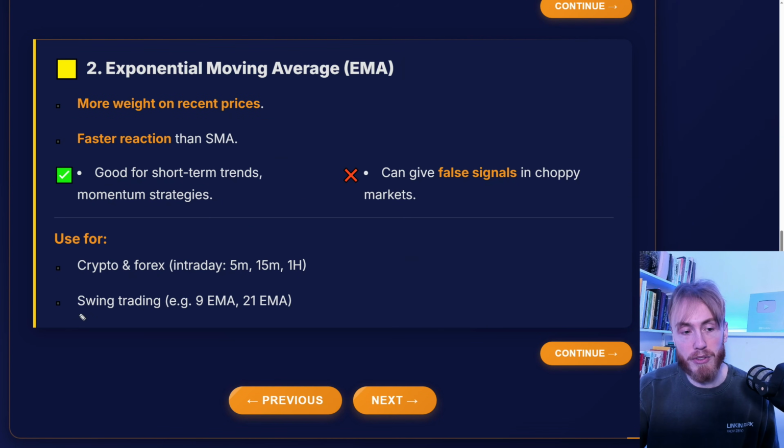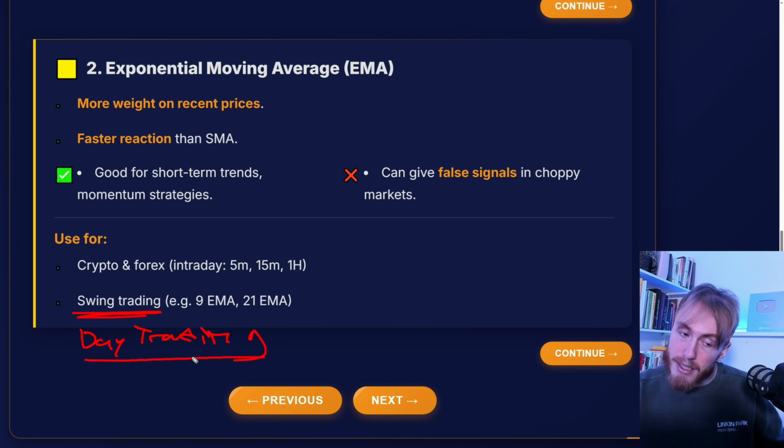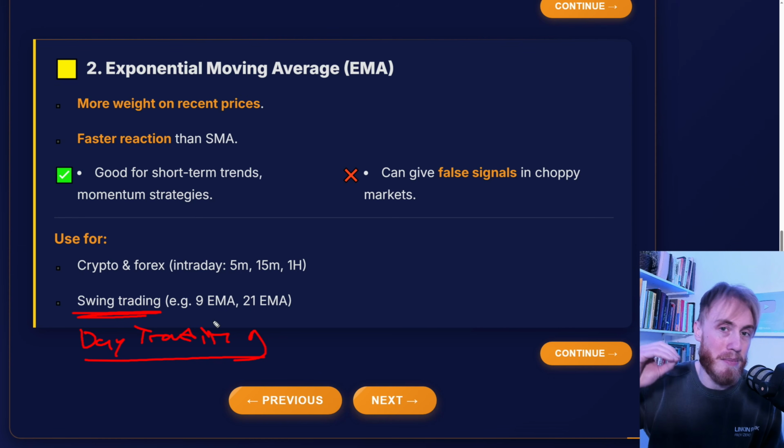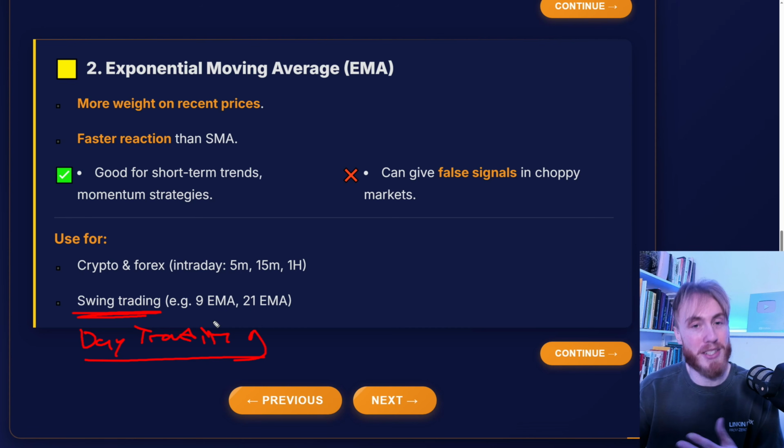As for the exponential moving average, you can use it for swing trading. I should also add here that you can definitely use it for day trading. You maybe can use it for scalping as well, but for scalping, I do have some more special moving averages I want to talk about later.